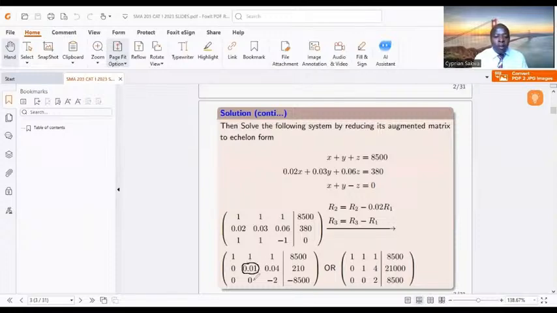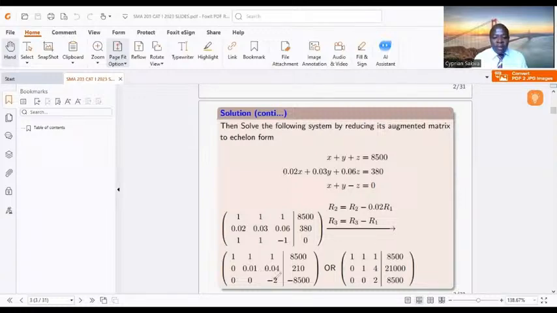Now, the next thing I want is to use the element in this second row, second column, to obtain a 0 in this position, but I already have a 0 there, so there's no problem. If this would not have been a 0, I would have used this element to create a 0 in this position. But fortunately, I already have a 0 in that position. That means the way this matrix is, it is already in echelon form, so I can just go ahead and solve.